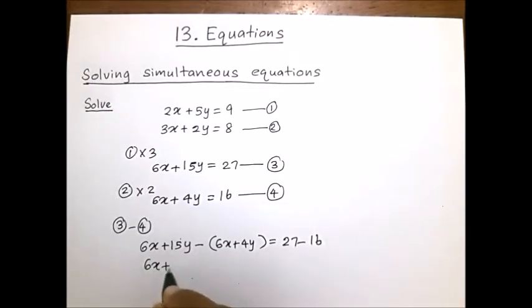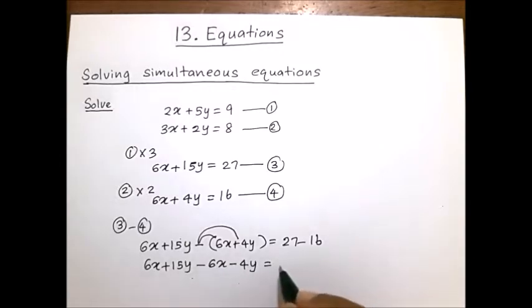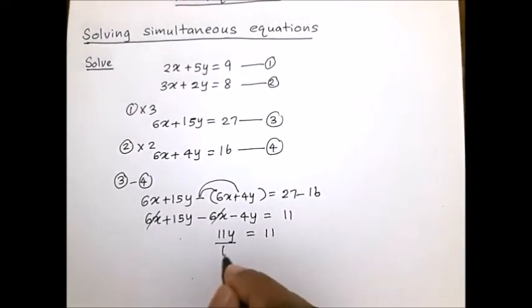Now remove brackets. Minus multiply by 6x, minus 6x. Minus multiply by plus 4y, minus 4y. 27 minus 16, 11. Cancel 6x plus 6x and minus 6x. 15y minus 4y, 11y equal 11. Divide both sides by 11. 11 divided by 11, 1. Value of y is 1.